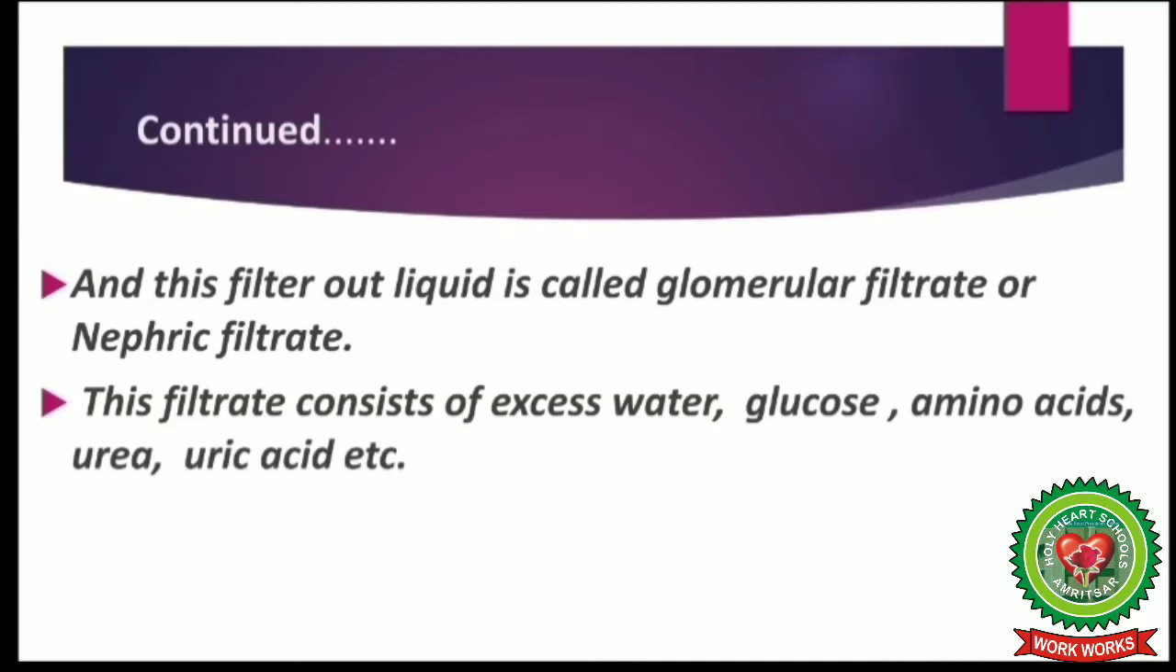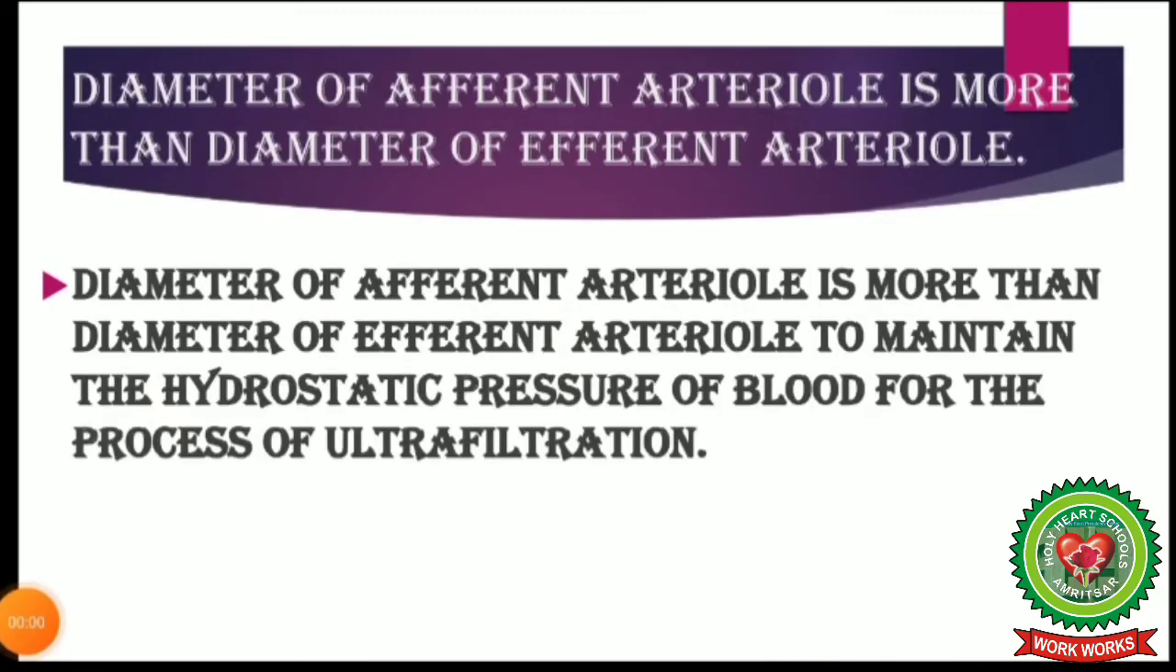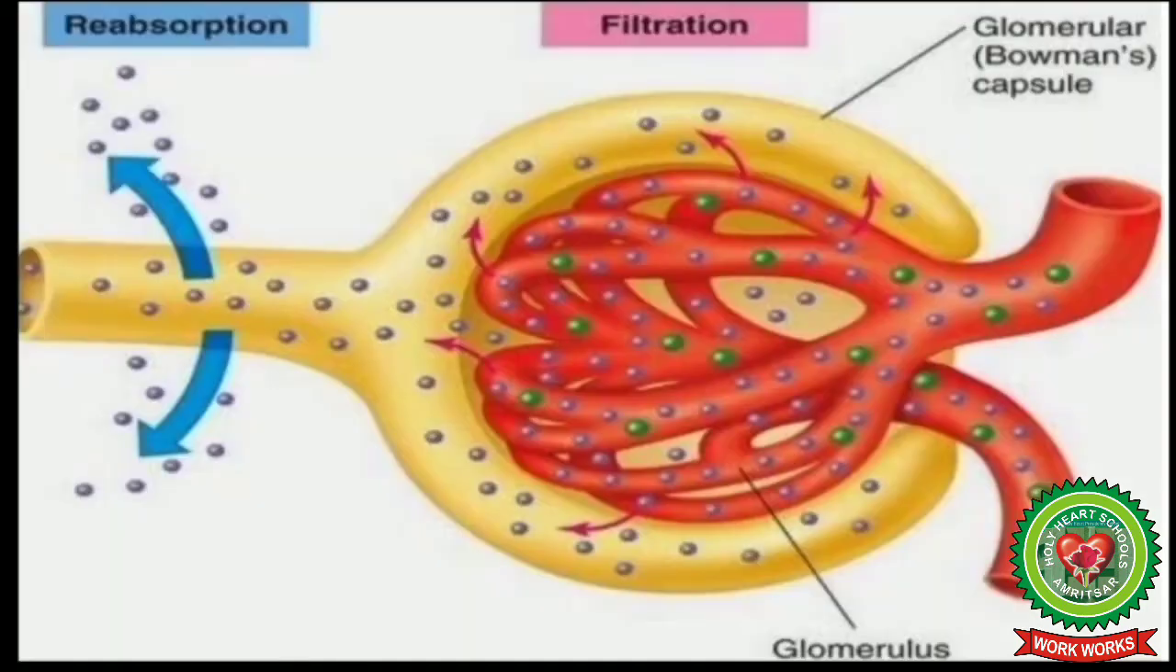This filtrate consists of excess salts, glucose, amino acids, urea, uric acid, etc. Now there is a question: why is the diameter of afferent arteriole more than the diameter of efferent arteriole? The diameter of afferent arteriole is more than that of efferent arteriole to maintain the hydrostatic pressure of blood for the process of ultrafiltration. Look here how the process of ultrafiltration occurs.